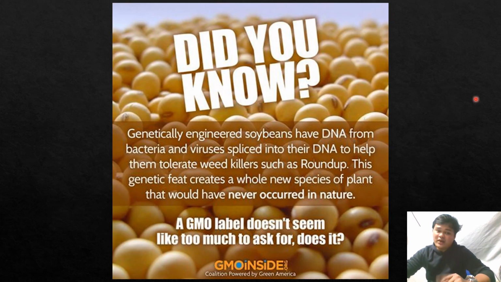But did you know that genetically engineered soybeans have DNA from bacteria and viruses spliced into their DNA to help them tolerate weed killers such as Roundup? This genetic fit creates a new species of plant that would have never occurred in nature. Through genetic engineering, it creates mutated plants that help us not only in our health but also in our community.